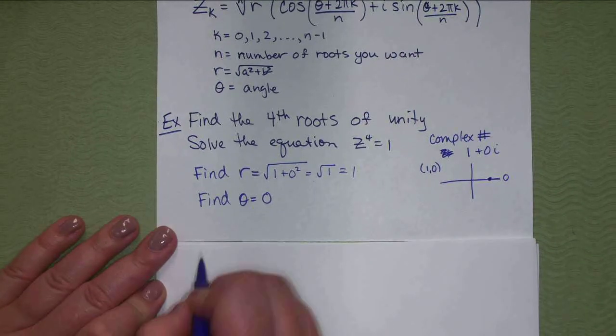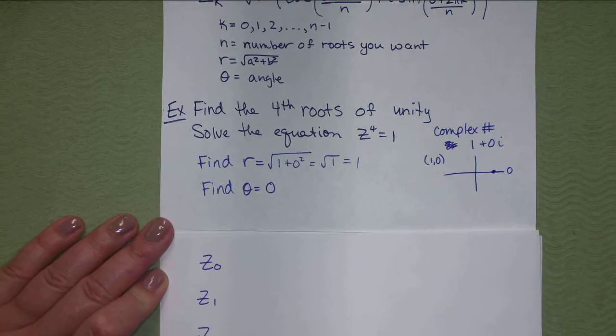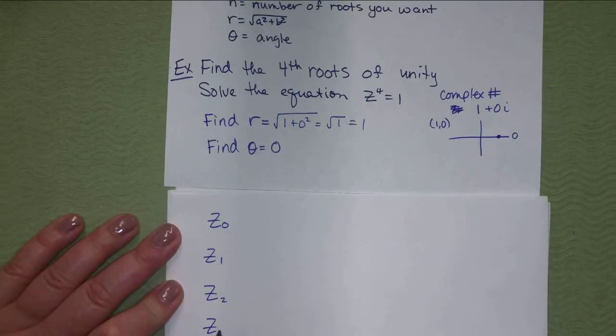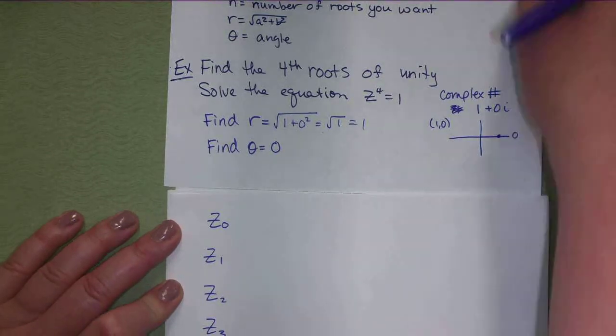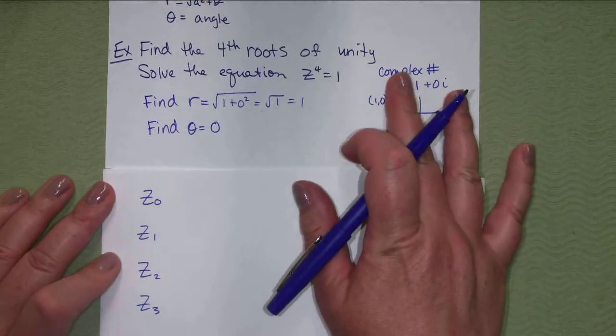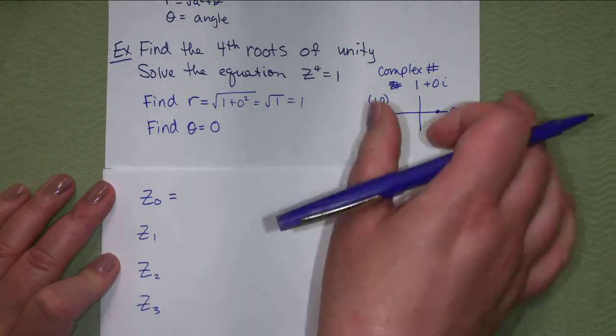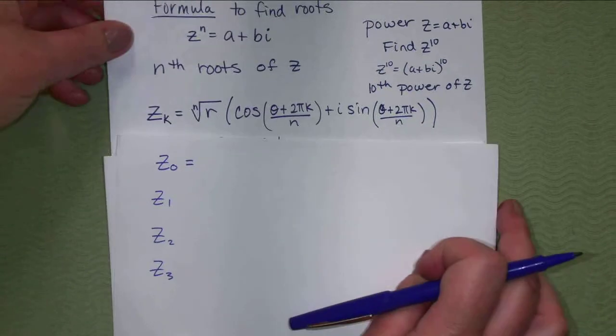So what we're looking for is z to the 0, z to the 1, z to the 2, and z to the 3, because we want the 4th roots. So we want 4 answers. One of them is going to be a 1, a minus 1, an i, and a minus i. Okay, so we want those 4 answers. And we need to take our formula, which you guys can probably still see on your page. I'll just put it right there.